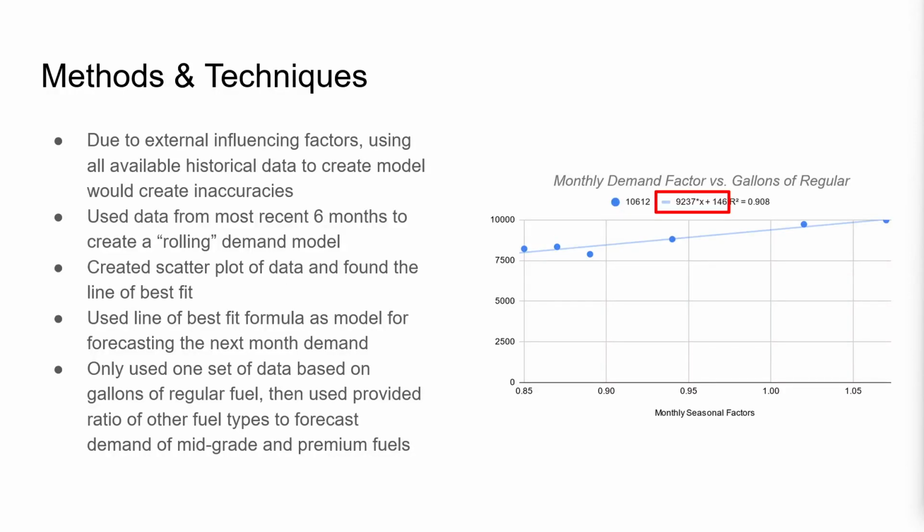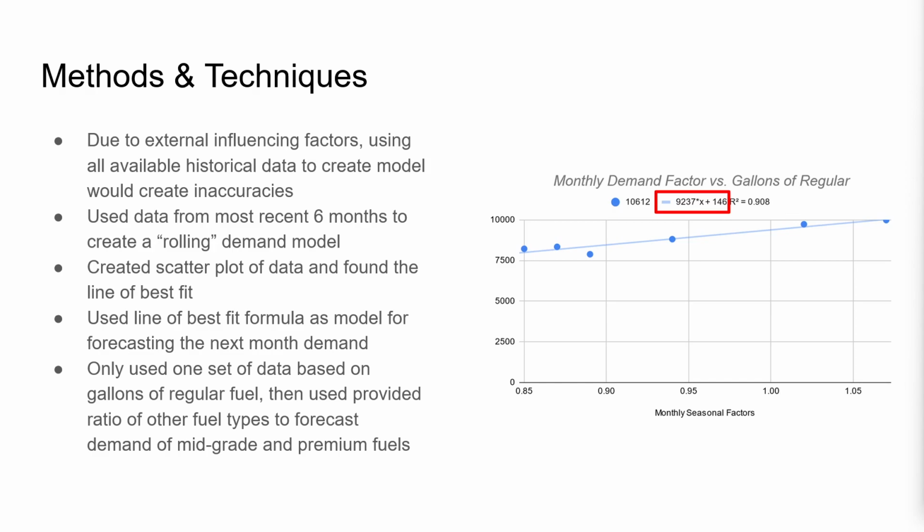The linear regression model alone is not enough to make accurate monthly forecasts, so let's look at a few other methods and techniques used throughout the forecasting process. Using a linear regression model based on all available historical data seems like a good idea on the surface, but for products that have elastic demand throughout the year, this can create inaccuracies.